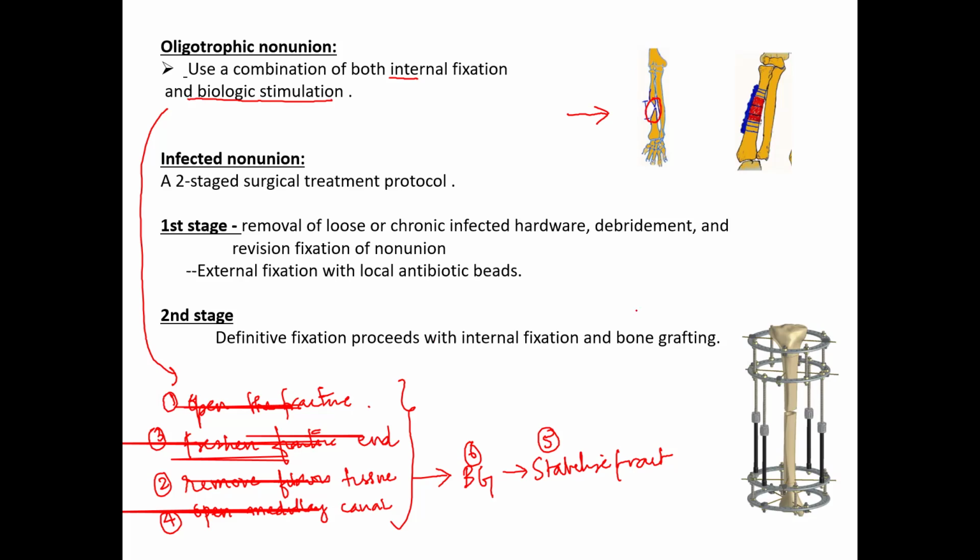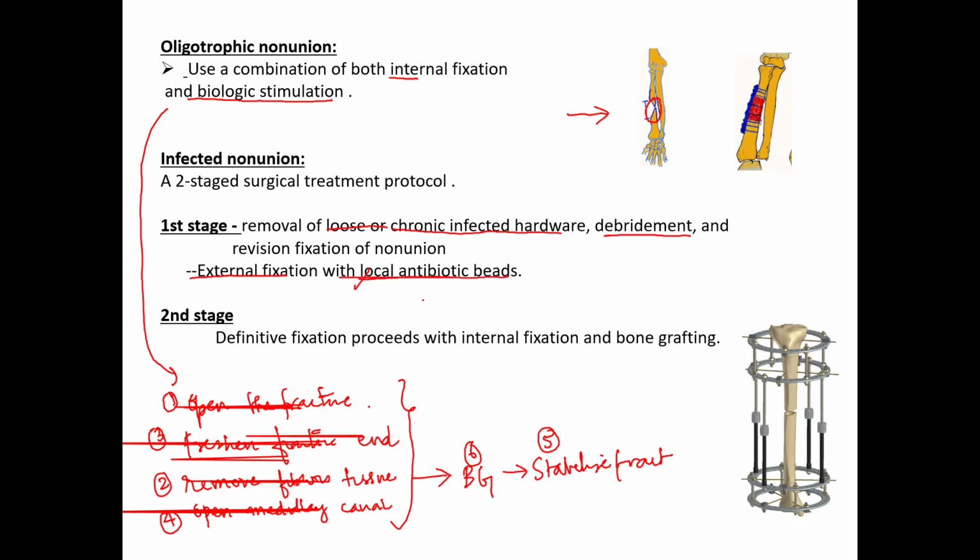When the patient has infected non-union, as I told in the previous slide, first the infection needs to be controlled. So for treating the infection, remove the loose and chronic infected hardware, do proper debridement, and stabilize the bone by external fixator. You can apply local antibiotic beads to increase the local antibiotic coverage.